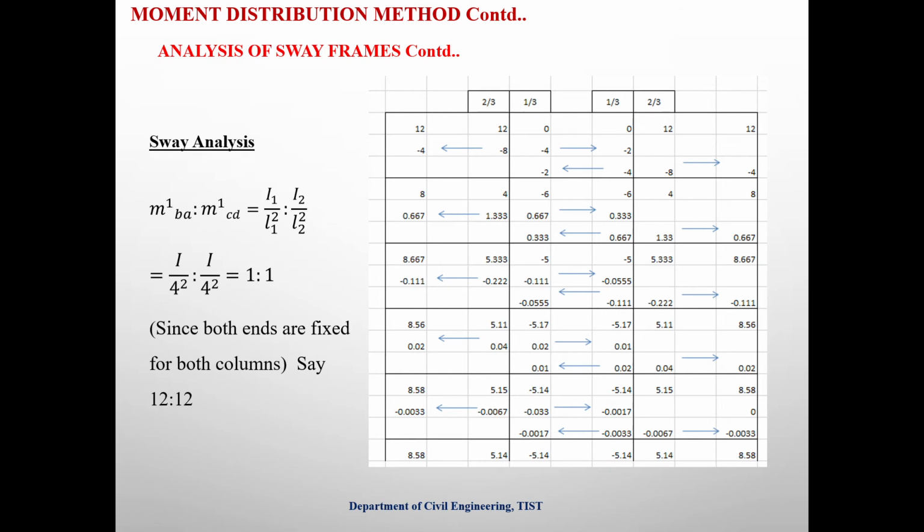Then for this condition we have to do the moment distribution. Then continue the moment distribution until the final moments are 8.58, 5.14, 5.14 and 8.58. When we assume the fixed moments in the proportion 12:12, then we will get the moments like this. Then please find out the sway force due to this moment.